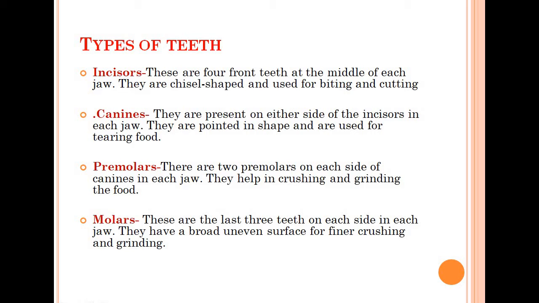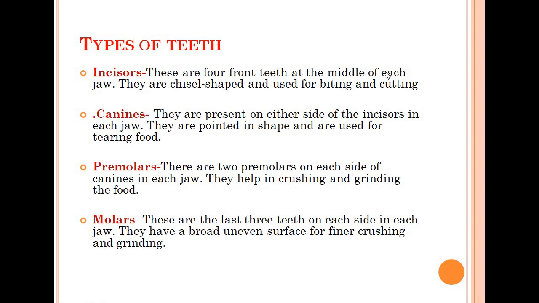Incisors are also called the cutting teeth. They are flat, blade-like teeth. These are 4 front teeth at the middle of each jaw. They are chisel-shaped and used for biting and cutting. So what is the function of the incisors? The function of the incisor is to cut the food.